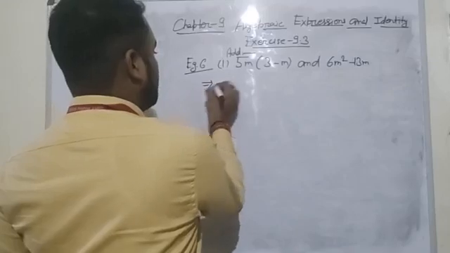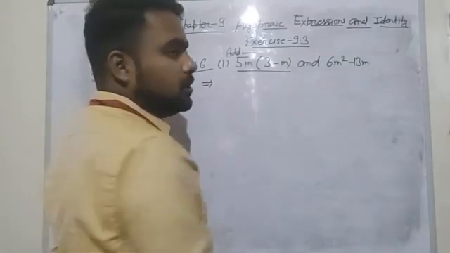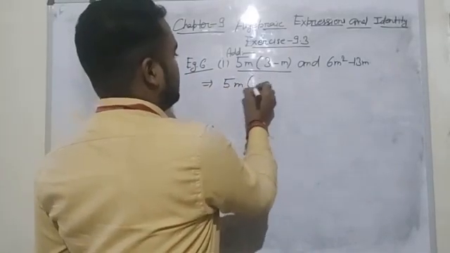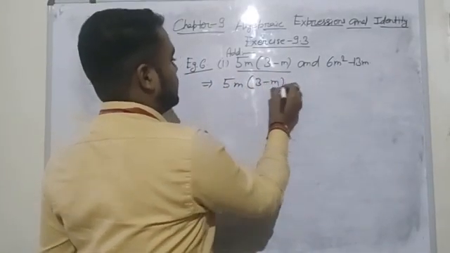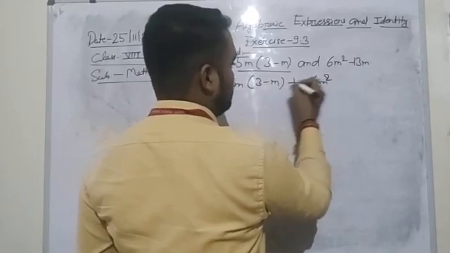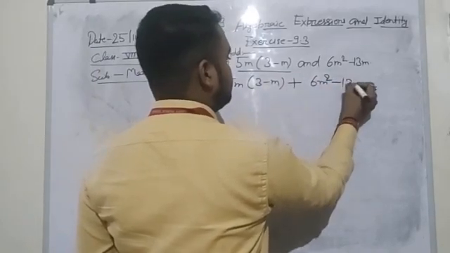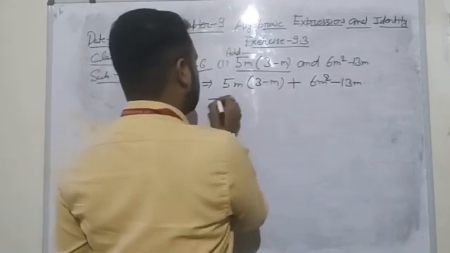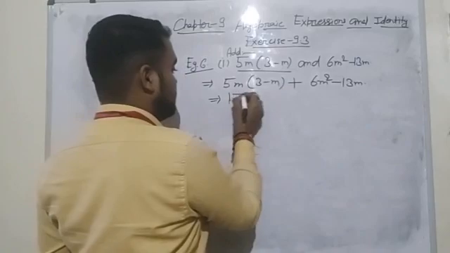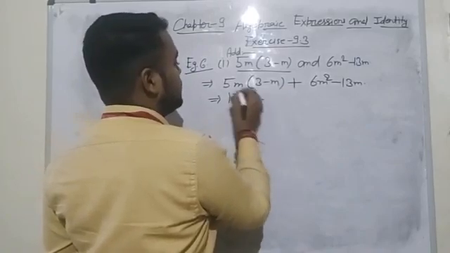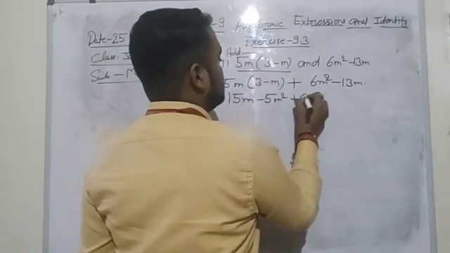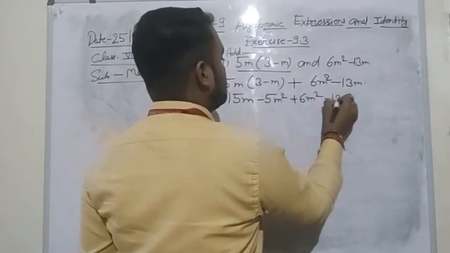So first I am going to solve this expression. That is written as 5a(3 − a) plus, because we have to add it, I put here a plus sign. Now it is 5a into 3, that is 15a, minus 5a into a, that is 5a², plus 6a² minus 13a.